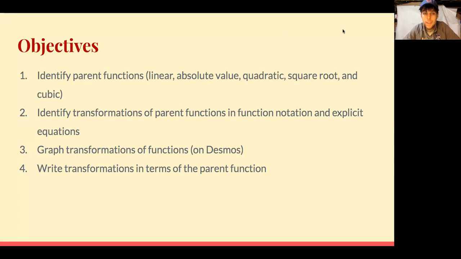We want to be able to identify a few different types of parent functions. We'll take a look at those in a minute. We're going to identify transformations of a parent function using both function notation and just their explicit equations. We're going to practice graphing some transformations on Desmos, and we're going to write transformations in terms of the parent function using function notation. All right, so let's go ahead and take a look at those parent functions we want to be able to identify.